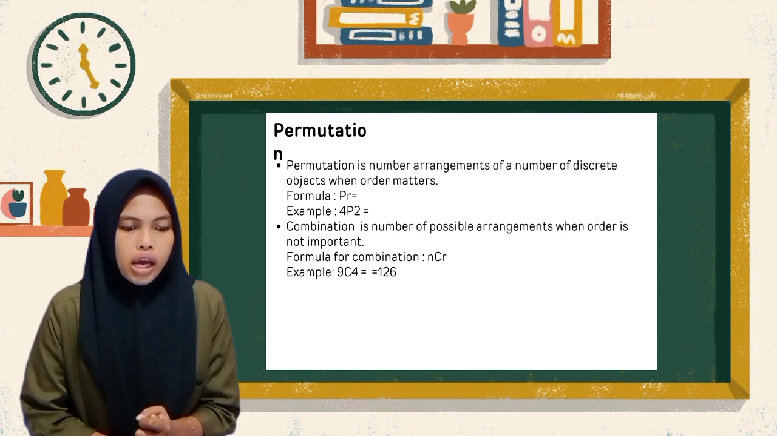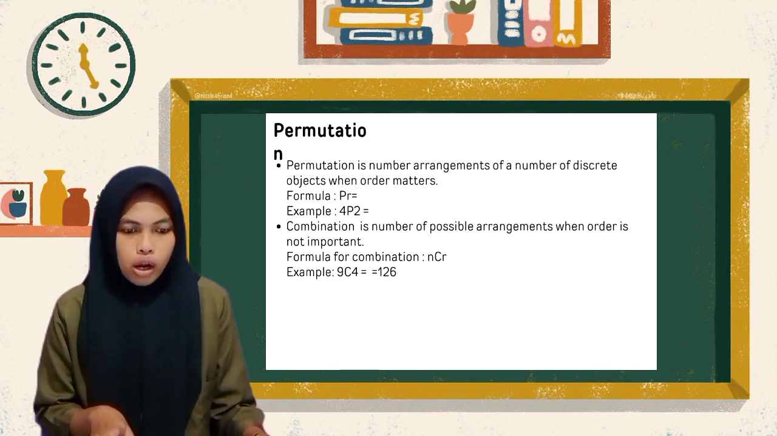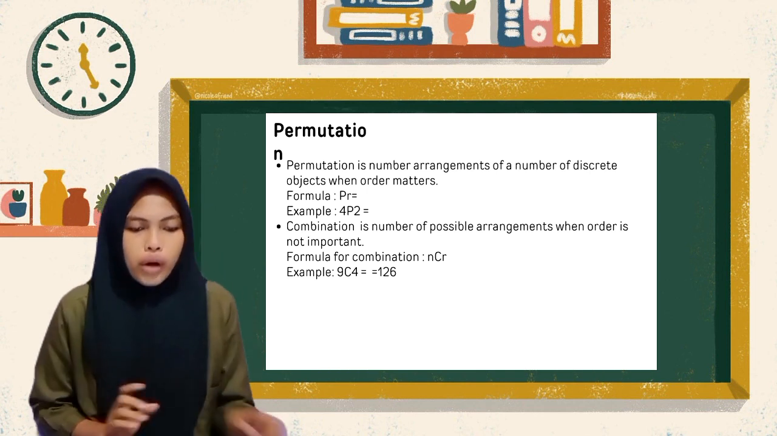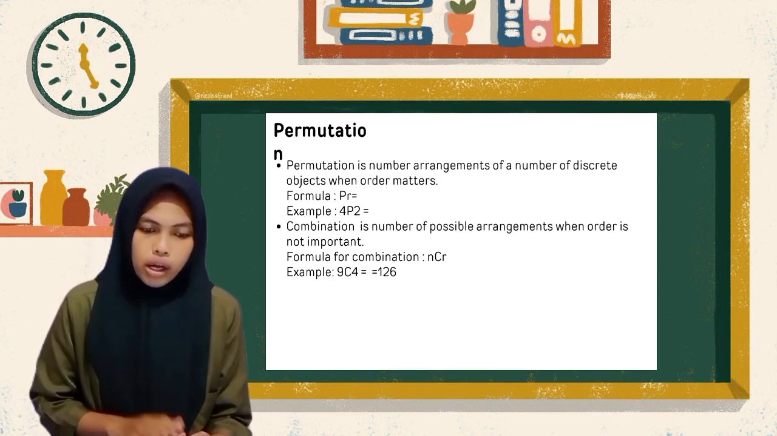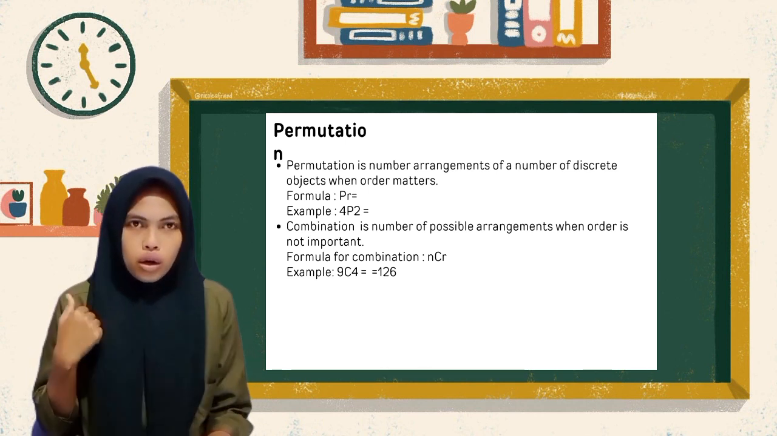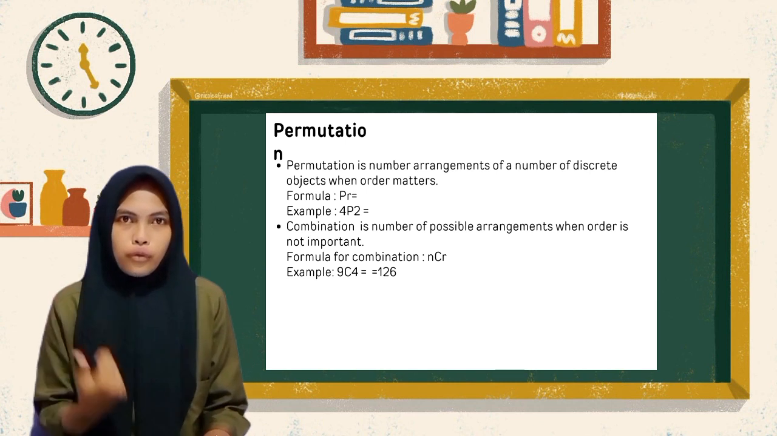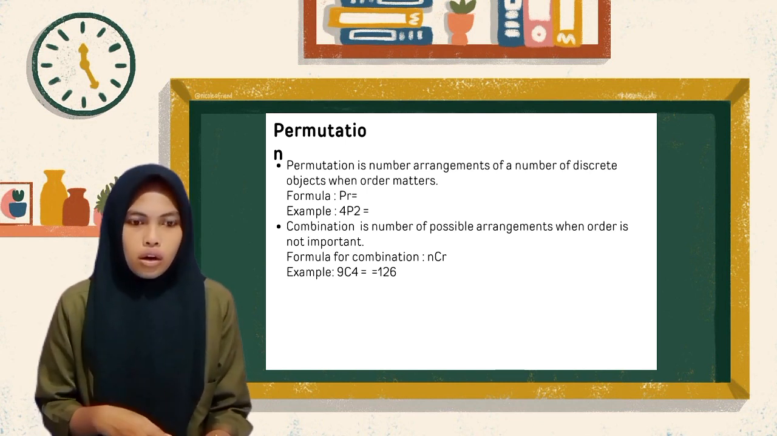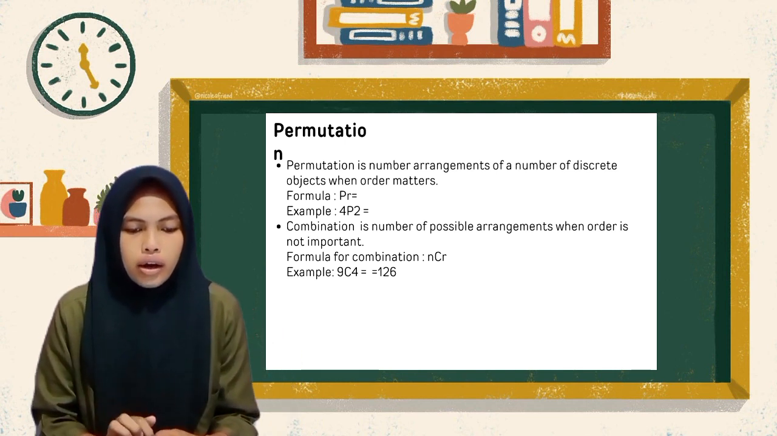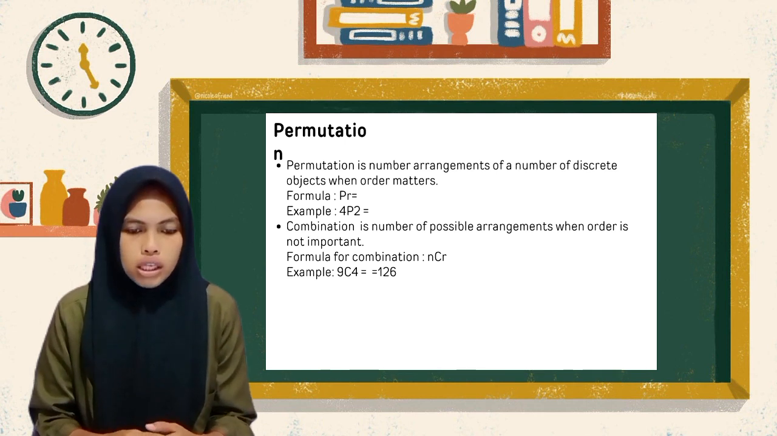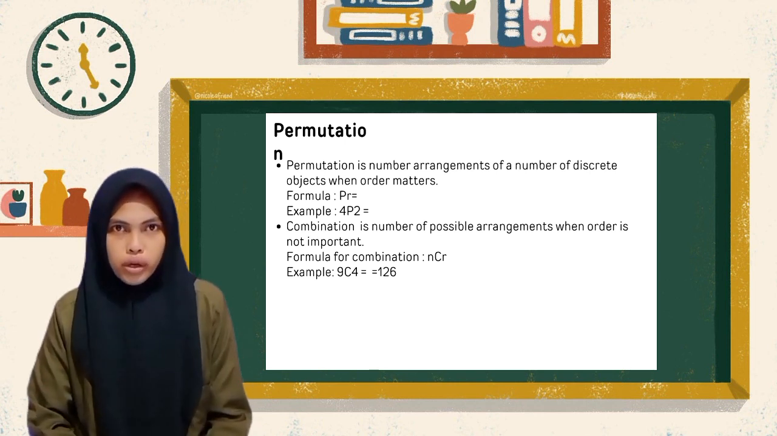Next example, 9C4 equals 9 factorial over 4 factorial times 9 minus 4 factorial, equals 9 factorial over 5 factorial and 4 factorial, equals 9 times 8 times 7 times 6 times 5 factorial over 5 factorial times 4 times 3 times 2 times 1, equals 3 times 2 times 7 times 3 equals 126.